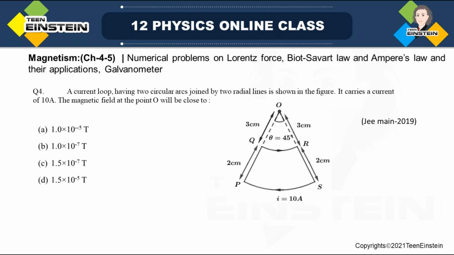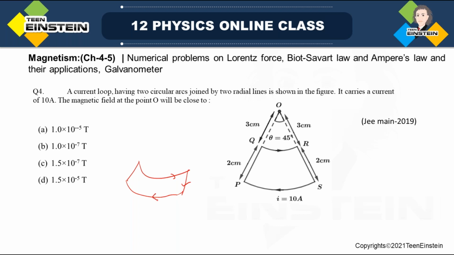Okay, now we'll solve a very good problem. This is a very interesting problem, and you will be thrilled to solve this problem. Here the problem states that a current loop having two circular arcs, it is like this, one arc and another arc like this. Okay, so there are two circular arcs.